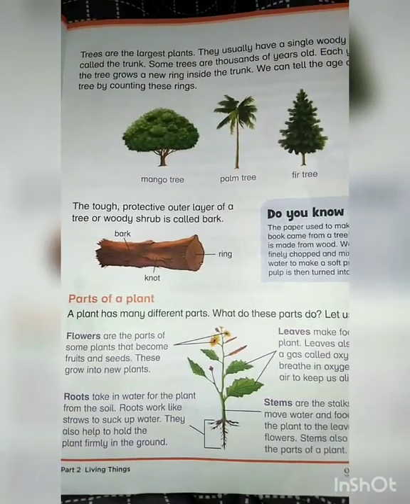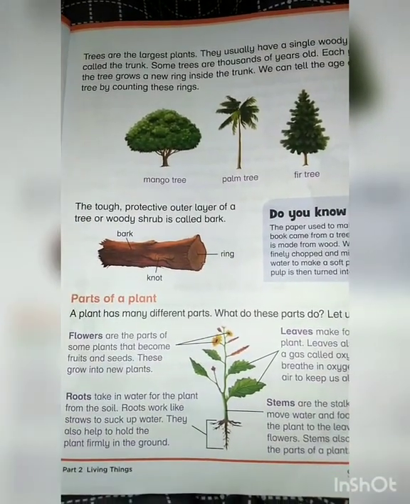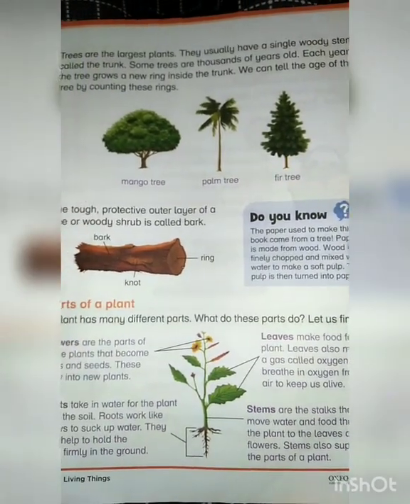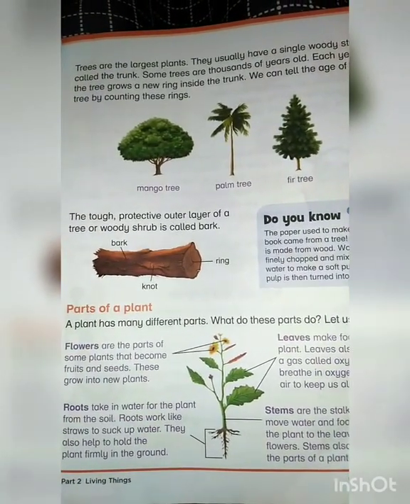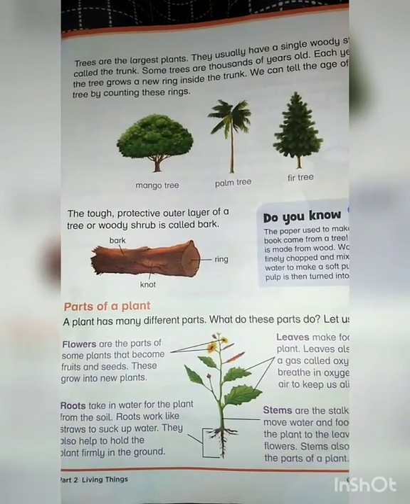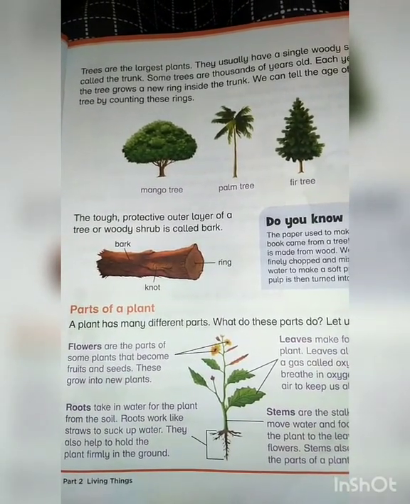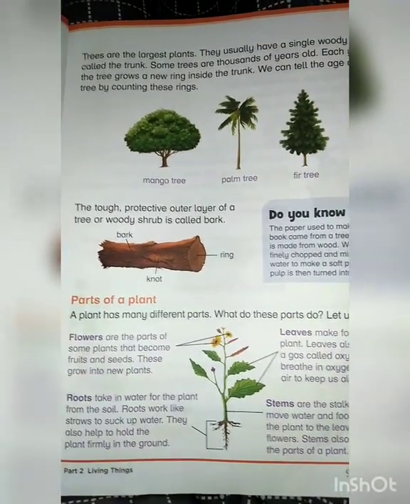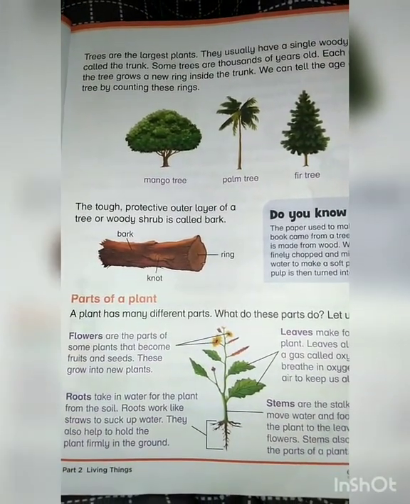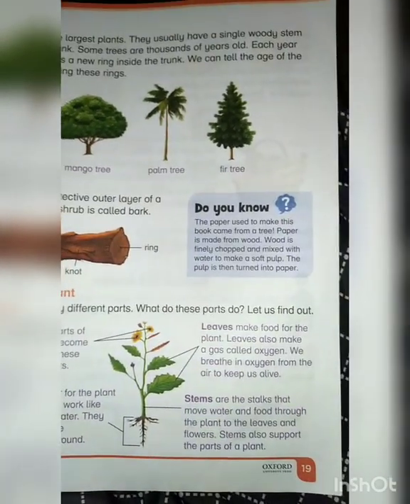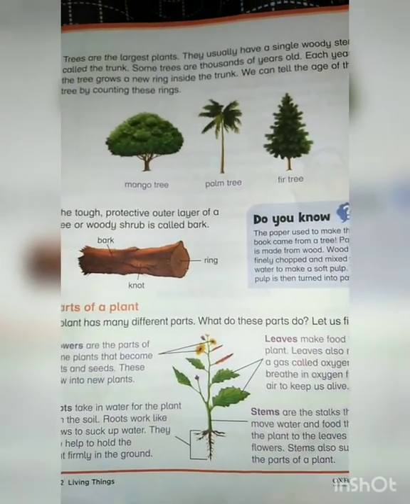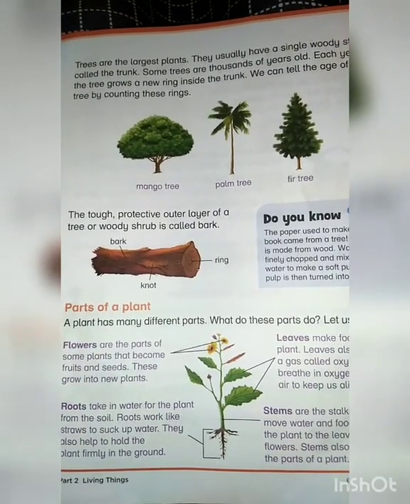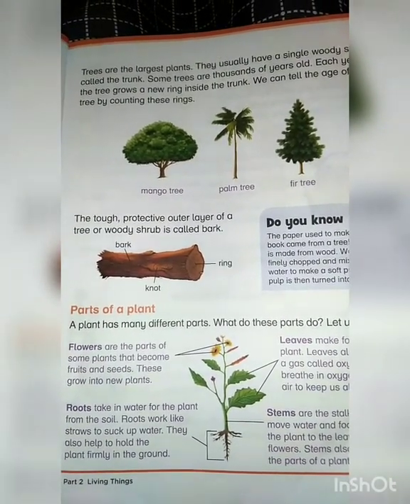So students, next is stems. Now I will tell you about that. What is the function of stems? Stems are present above the ground, and we can see stems of the plants. Stems are the stalks to move up water and food through the plant to leaves and flowers. So stems are the way to provide food and water to the other parts of plants. Okay students, and stems also support the parts of plant.